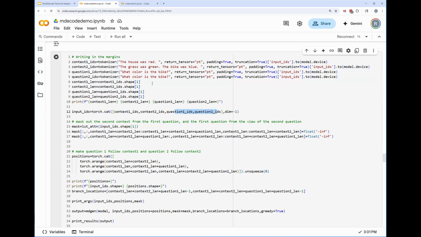What color is the bike? What color is the bike? It's the same question. At first, we were thinking you could just reuse the question, but you can't, because the prior history of each of these questions is going to be different. One time the question is asked in the middle of the context, and the other time it's asked at the end of the context. So you actually have to have the question repeated.